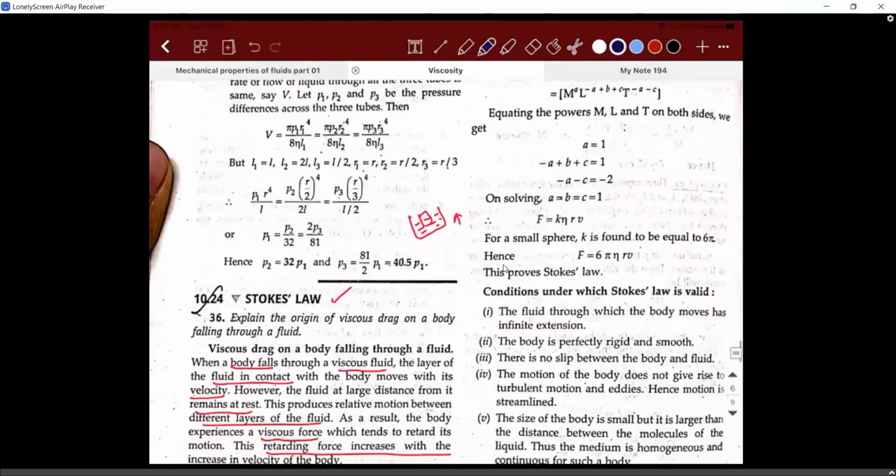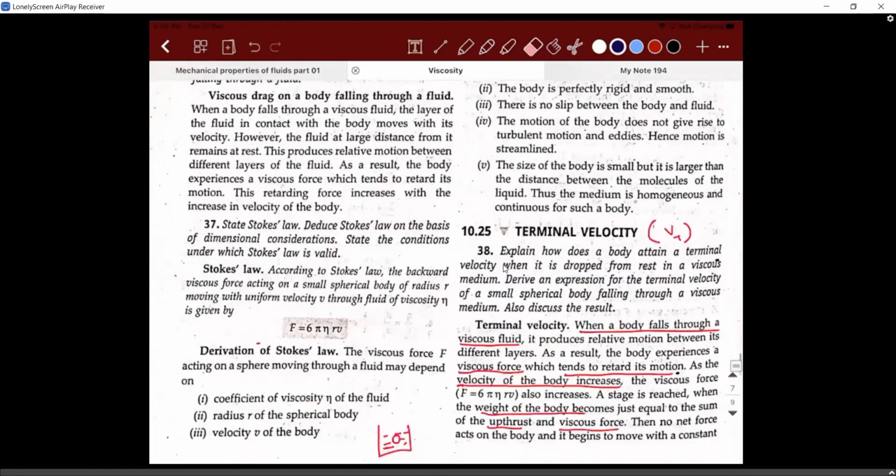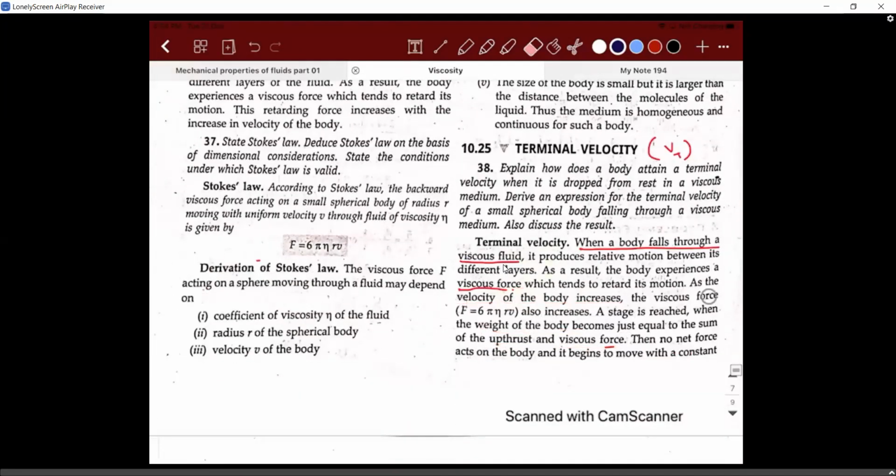Now I'll explain another law called Stokes law. This is also another important concept, and you will be doing this experiment in the lab. Let me explain what it is. So write down the heading as Stokes law.